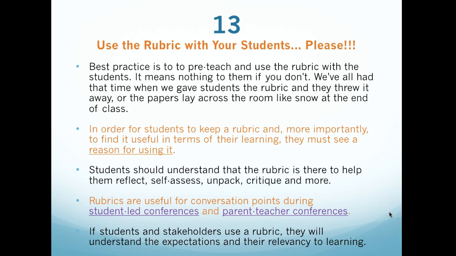In order for students to keep a rubric, and more importantly to find it useful in terms of their learning, they must see a reason for using it. Make sure they understand that the rubric is there to help them reflect, self-assess, unpack, critique, and do more with what they are learning. It's also very useful for conversation points with parents, as we've said, and students, again, are the stakeholders of the rubric.